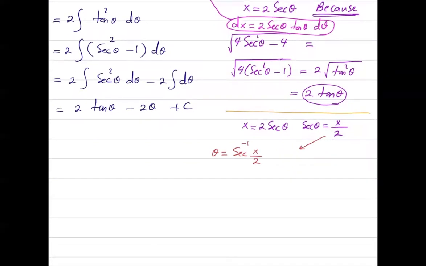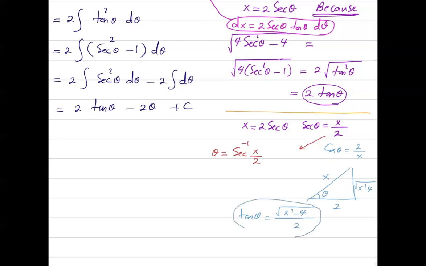So let us go back to our right triangle. In the right triangle, if you have your theta, remember that your cosine theta is 2 over x. It means that you have 2 and x. This length here is equal to the square root of x squared minus 4. So tangent theta is the square root of x squared minus 4 divided by 2. So wherever you see tangent, you're going to use this quantity. Wherever you see theta, you're going to use this quantity.